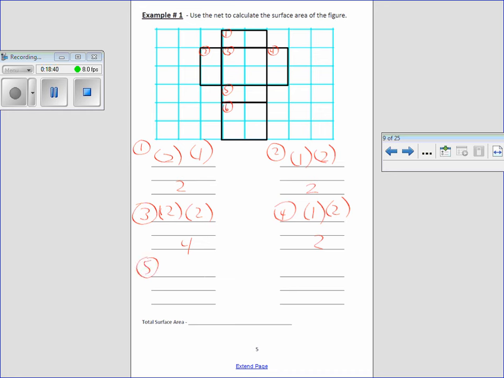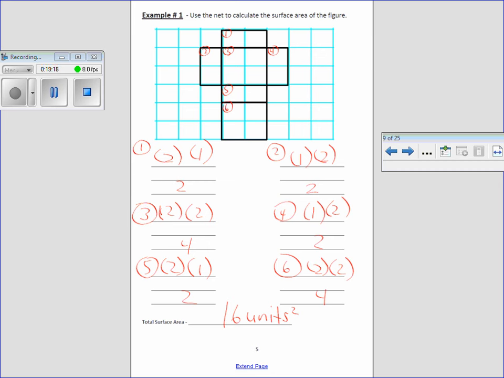Shape 5. Don't worry about it. We're just going to call it units squared when we're done. 5 is a 2 by 1, right? Total 2. Shape 6 is a 2 by 2. Okay? Are we good? Add it all together. What do you get? 16. Don't forget, no naked numbers, units squared. And again, you have just calculated the surface area. You haven't calculated volume. As a matter of fact, the volume would be different. The numbers would be different.